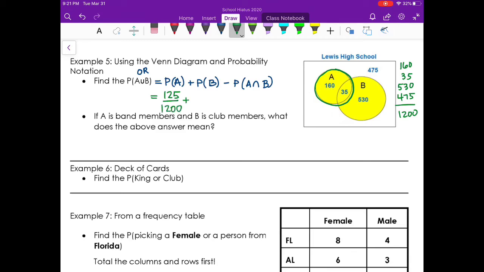The probability of B, that's everybody that's in group B. So that's 530 plus 35, which is 565 out of 1,200. And then we'll subtract the overlap between them, which is that 35 in the middle. So we'll add those and then subtract, and our final answer will be 725 out of 1,200, which simplifies to 29 over 48.